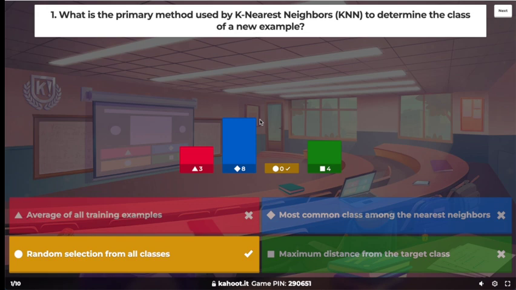Okay, so the question was, what is the primary method used by KNN to determine the class of a new example? So 8 people answered blue. The options were: average of all training examples, most common class among the nearest neighbors. So the correct answer is the most common class among the nearest neighbors. So the 8 people that answered blue is the correct answer. I apologize.